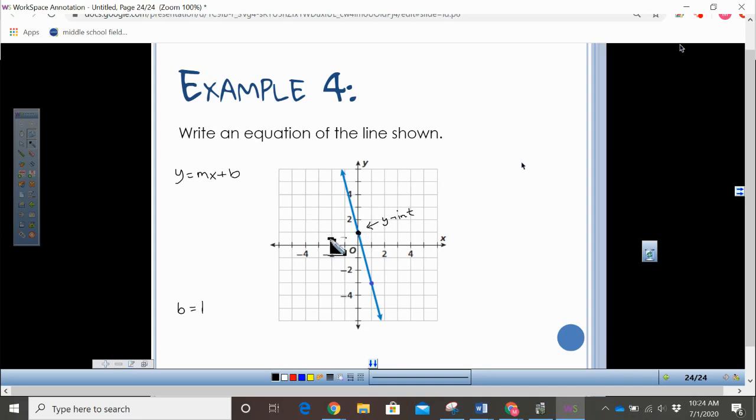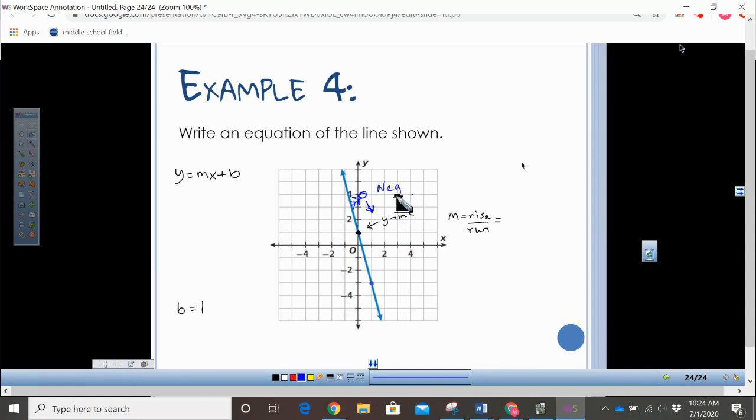The next thing I want to do is calculate my slope using rise over run. When doing that, first thing I want to do is draw my person. Now remember, the person walks from left to right. So if they were to walk left to right on this line, they would be going down. And if my line is going down, that means my line is negative.